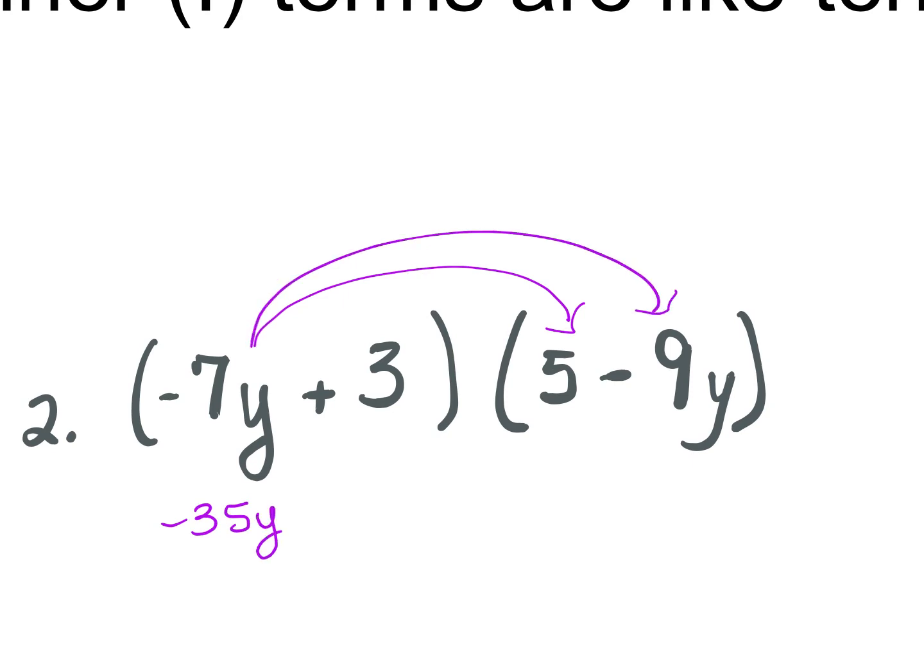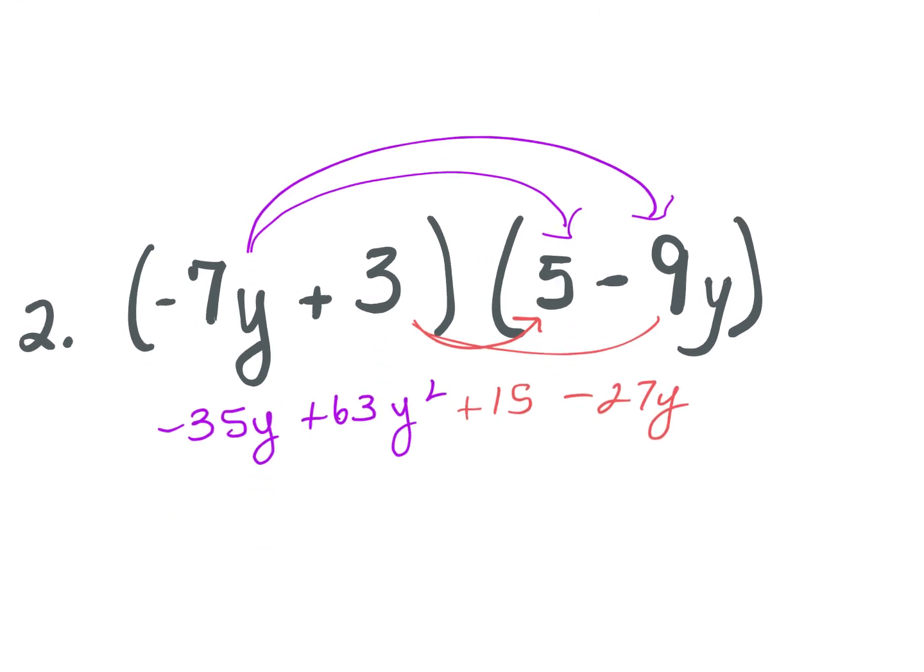Then I'm going to take this negative 7y again. I'm going to go out here to negative 9y. Negative times the negative is a? So plus 63. Y times y is? Perfect. Y squared. Now I'm going to take 3 and do the same thing. What's 3 times 5? 15. And what's 3 times negative 9y? Negative 27y.